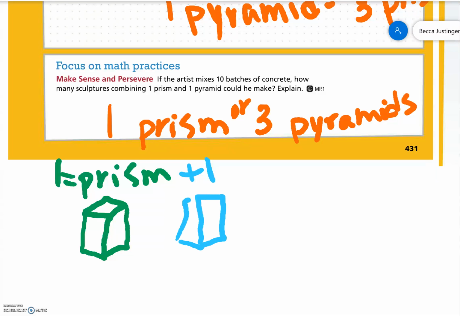Ooh. That's not how you draw it. Miss Justinger. Okay.